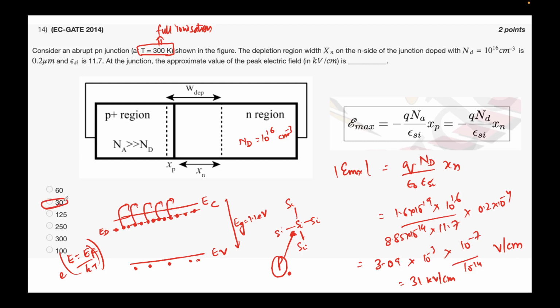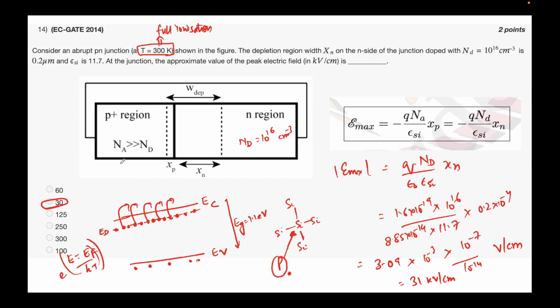Again an abrupt junction, but this time a p plus n junction. Everything else, the expressions, we can borrow from the previous discussion on p-n junctions and replicate the same thing here. And this is the peak electric field.